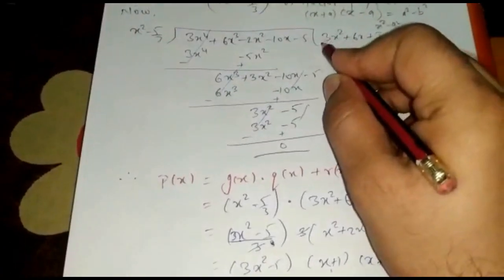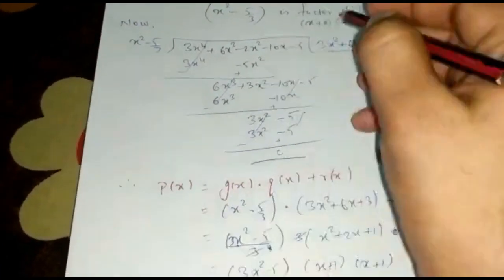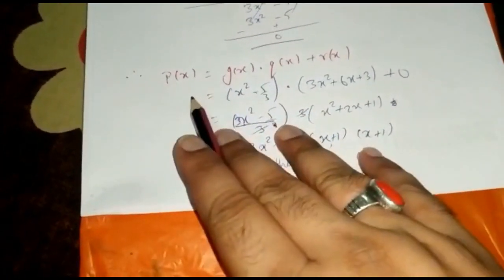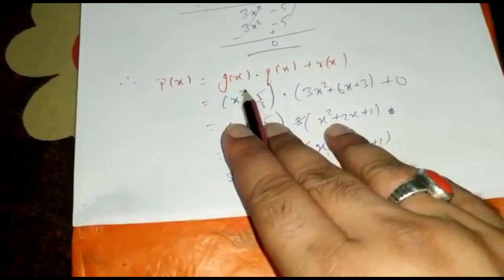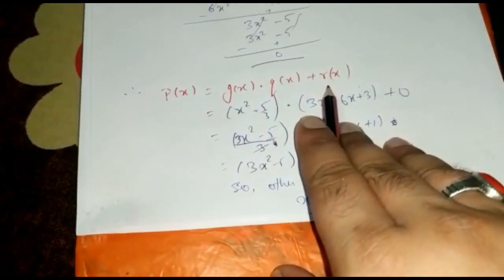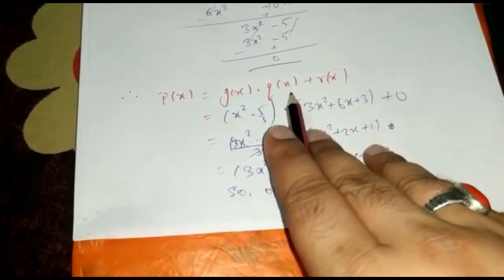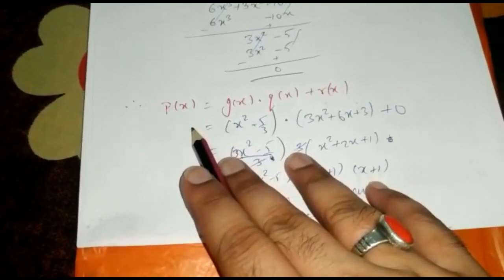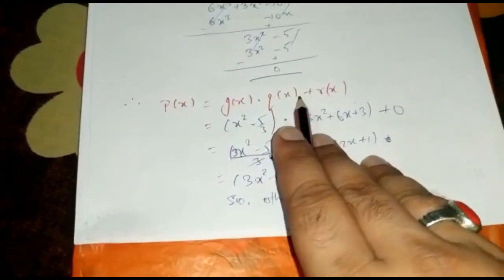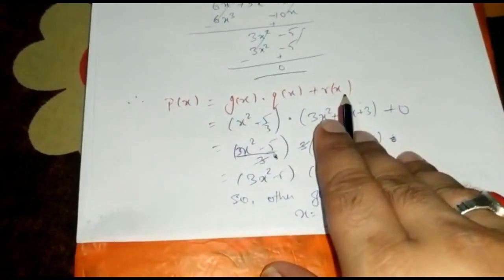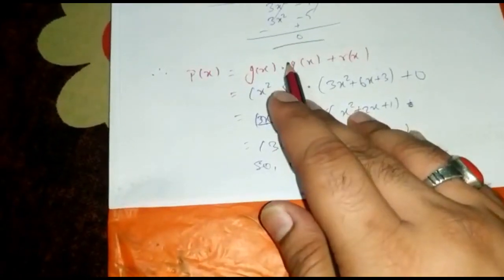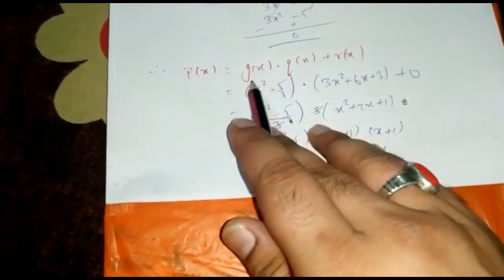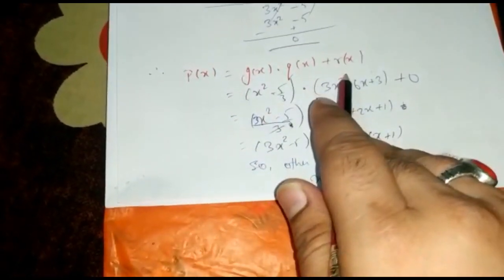Now the remainder becomes 0, and when we multiply, you have to understand one formula. The polynomial p(x) is equal to g(x) times q(x) plus r(x). Now here, what is p(x)? p(x) is the actual polynomial. What is g(x), what is q(x), and what is r(x)? r(x) is the remainder, q(x) is the quotient, g(x) is the divisor. So dividend equals divisor times quotient plus remainder.